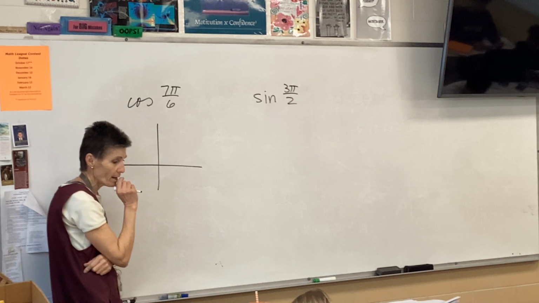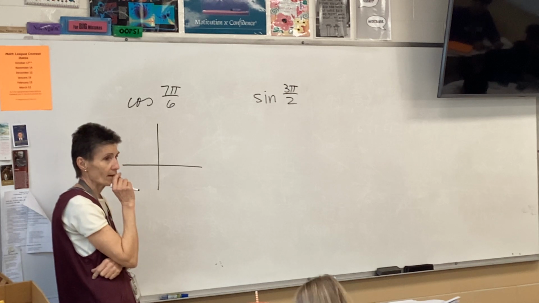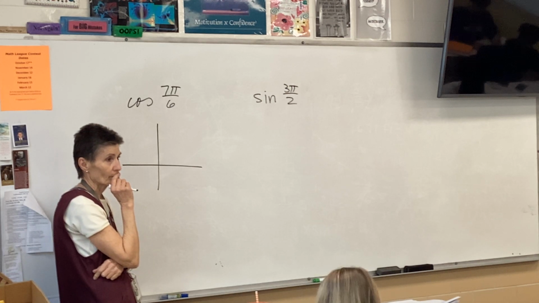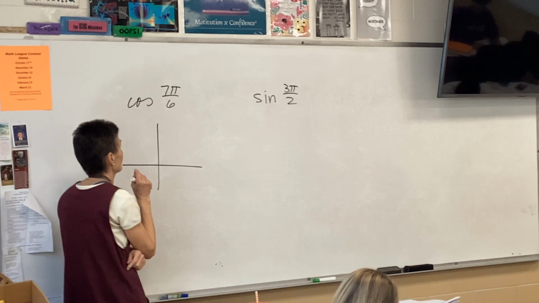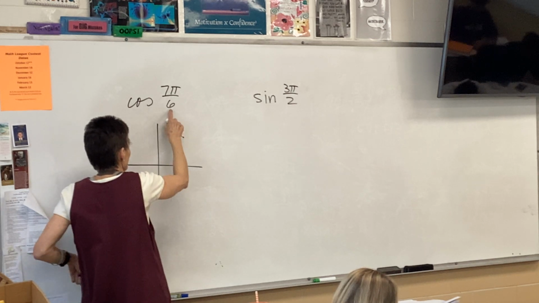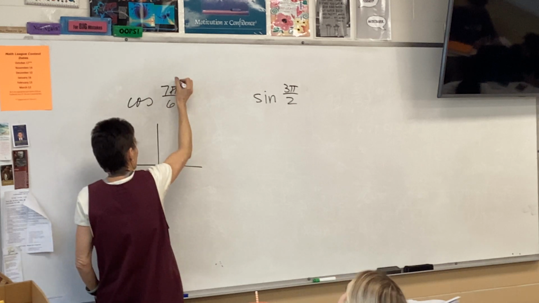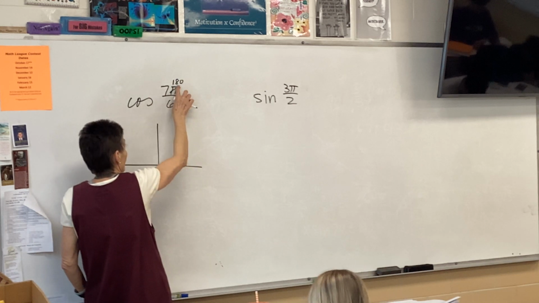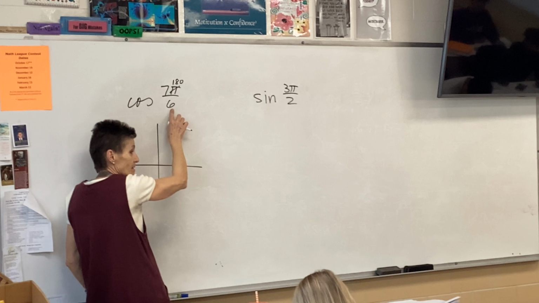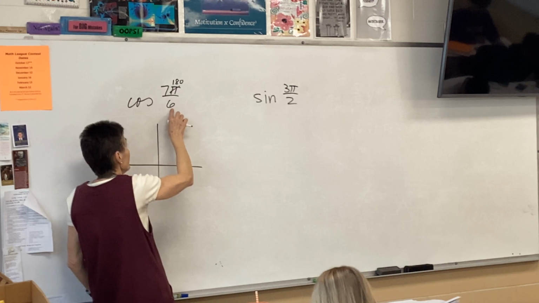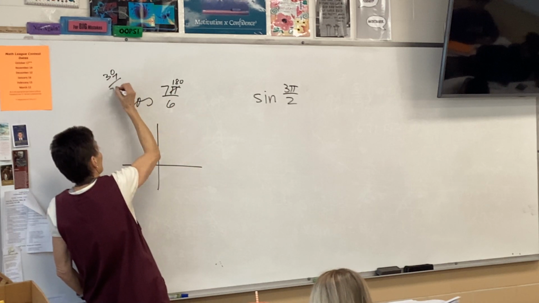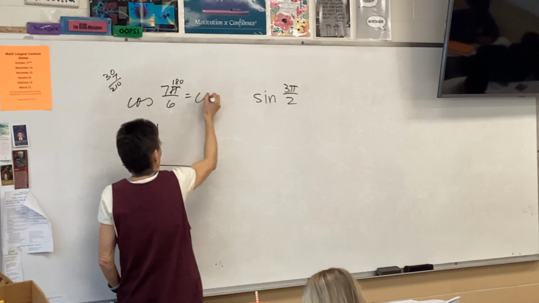I'm on the 4-8 homework, the last problem. What do I need to do? Convert it. Change this into degrees. So this is 180. 180 divided by 6 is 30. And 30 times 7 is 210.